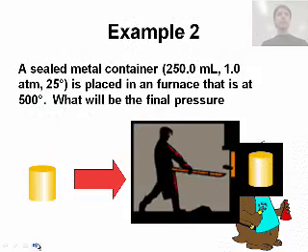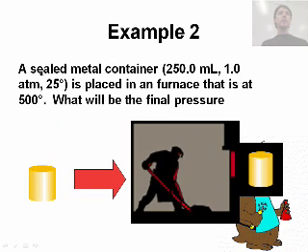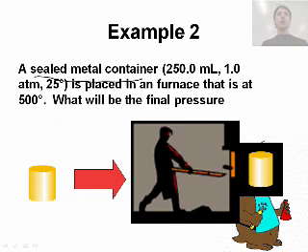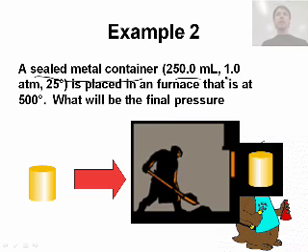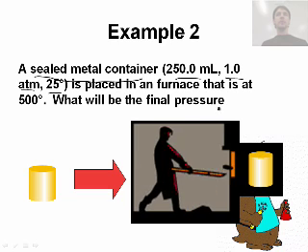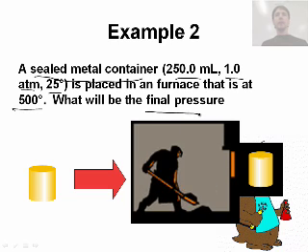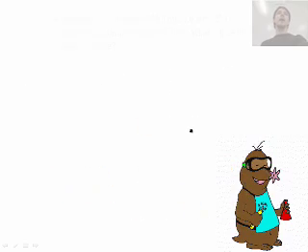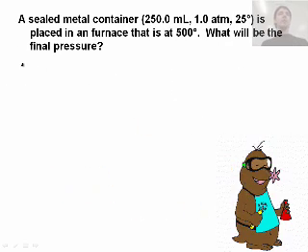Let's do another one. Sealed metal container. Okay, that's important. We have some conditions, a volume, pressure, and a temperature placed in a furnace at a new temperature. What will be the final pressure? Let's take a look at what we have and what we need to find.